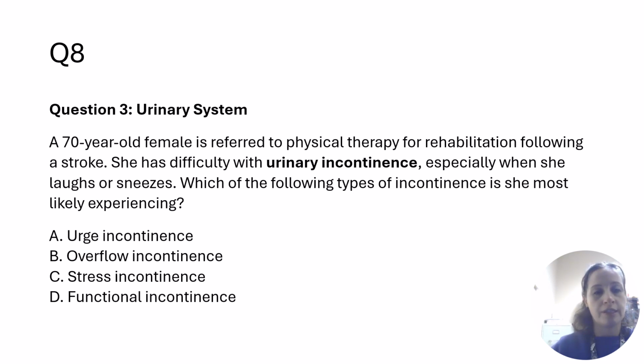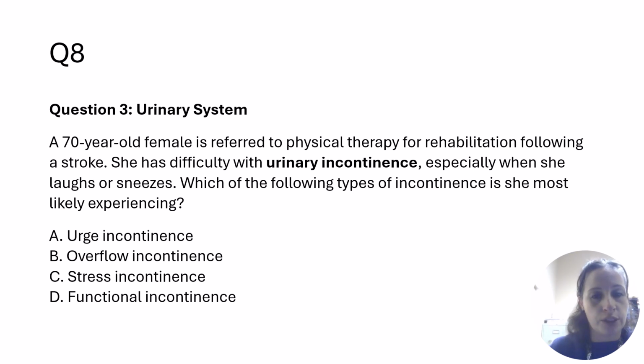Overflow is that your detrusor muscle is actually weak, and so it's not holding stuff in, and your bladder becomes super full, and then after a certain point where it's so heavy, it just comes out because it's overfilled, right?